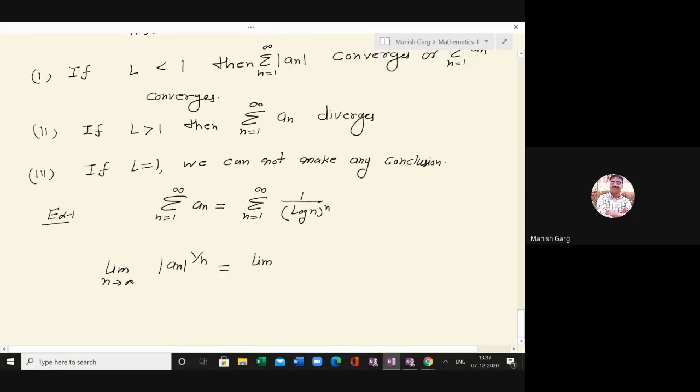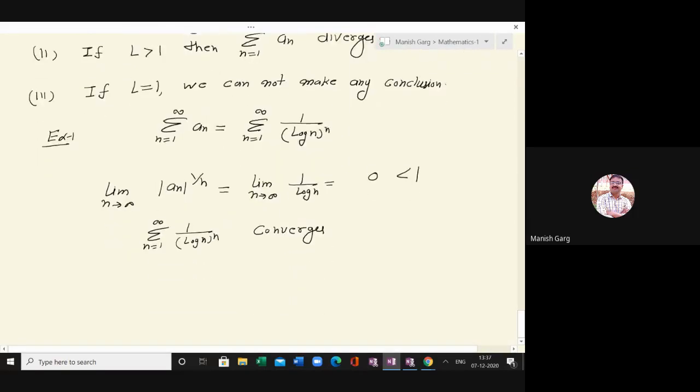Then this will be easy. 1 by log n. Log n, this will be 0 less than 1. It means less than 1. This series, n equal to 1 to infinity 1 by log n, converges. So you can see within one line you are getting the answer. If you apply the sandwich theorem, or the nth partial sum definition, or any other method, even the ratio test, this becomes lengthy. You can get the answer, I'm not saying you can't, but sometimes it is very typical.